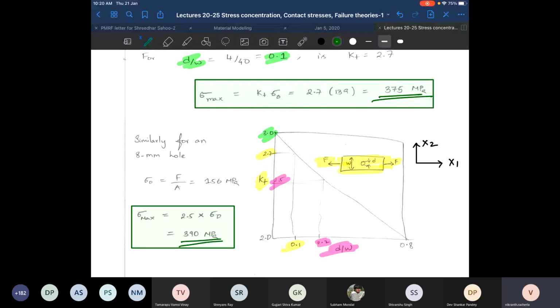So the stress is indeed higher for the 8 millimeter diameter hole, but not by much. And also, the stress concentration factor was actually higher for the smaller diameter hole.